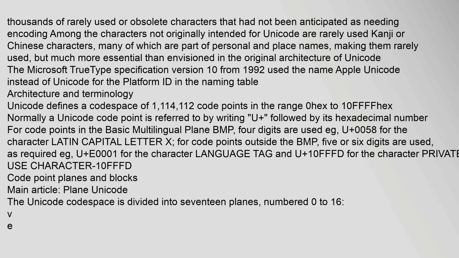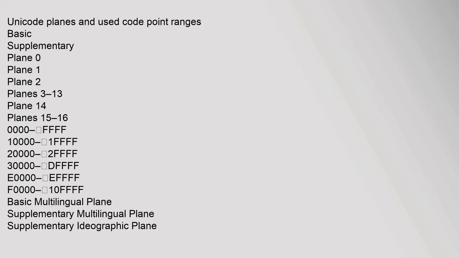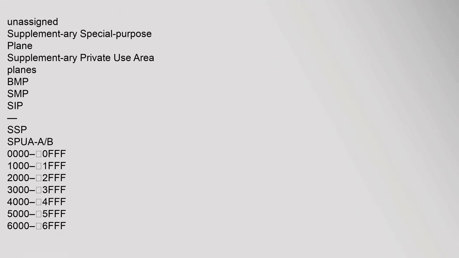Code point planes and blocks. Main article: Plane (Unicode). The Unicode codespace is divided into 17 planes, numbered 0 to 16. Unicode planes and used code point ranges: Basic Multilingual Plane, Supplementary Multilingual Plane, Supplementary Ideographic Plane, unassigned planes, Supplementary Special-purpose Plane, and Supplementary Private Use Area planes.